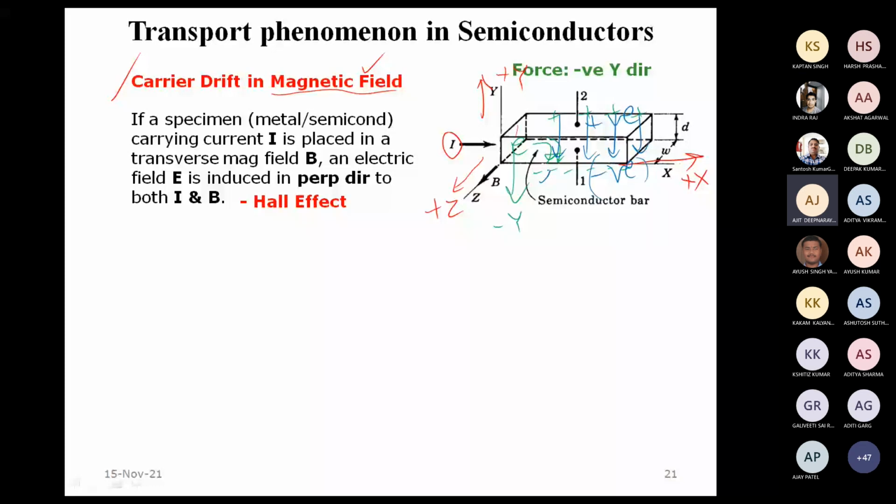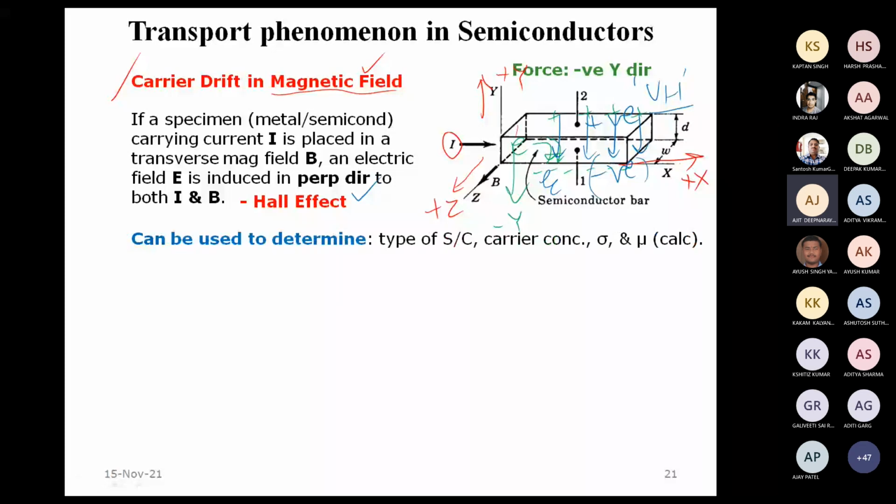In this, from phase 2 to phase 1, an equivalent potential difference will appear. We call this potential difference VH, and this potential is induced because of the phenomenon we call the Hall effect, and hence it is called the Hall voltage.